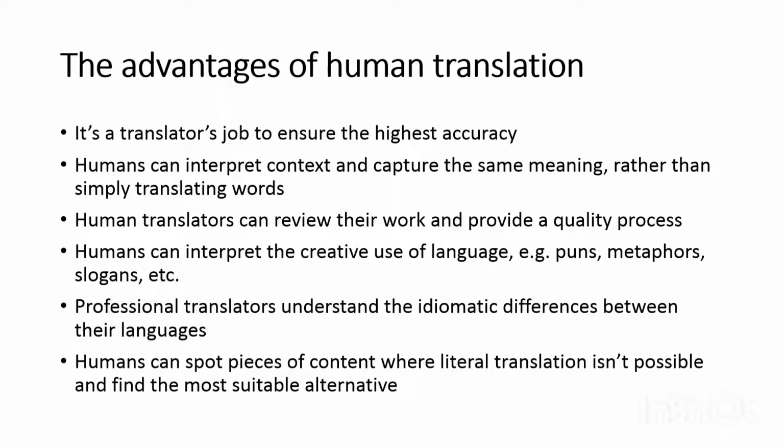Then your professional translators could understand the differences between the languages they are translating into and deal with the problems accordingly. A machine, however, would not be able to come up with a creative solution. Rather, it would just work on the principles you have fed it. Okay. Then humans can spot pieces of content where literal translation isn't possible and find the most suitable alternatives. Sometimes you cannot translate it literally and you have to explain some of the content.